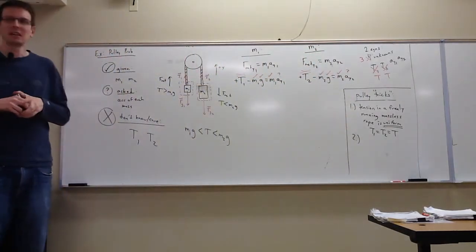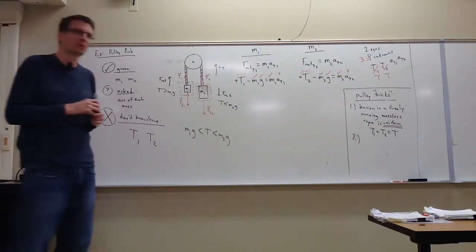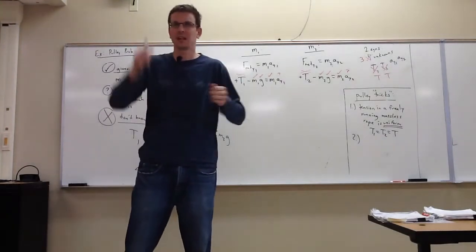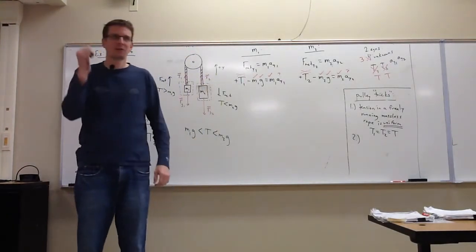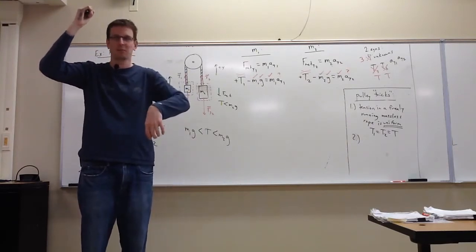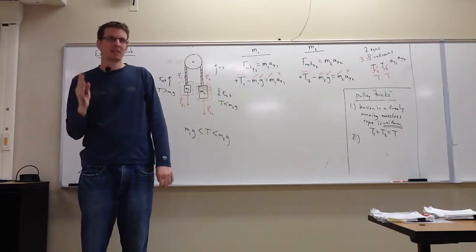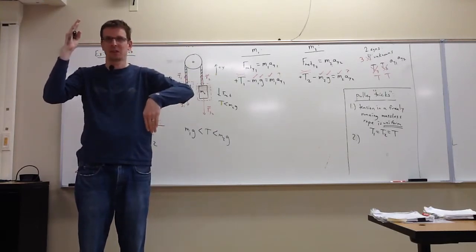These two objects cannot accelerate independently. They're attached, and they're attached by a rope, which we assume doesn't stretch and doesn't break. So they move together, right? If one mass goes up 5 meters, how much does the other one go down by? 5 meters, the same, right? If one has an upward velocity of 5 meters per second, the other one has a downward velocity of 5 meters per second, right? They're attached.